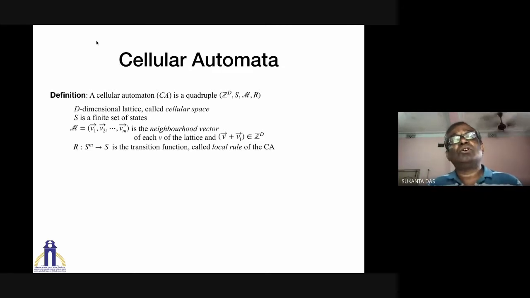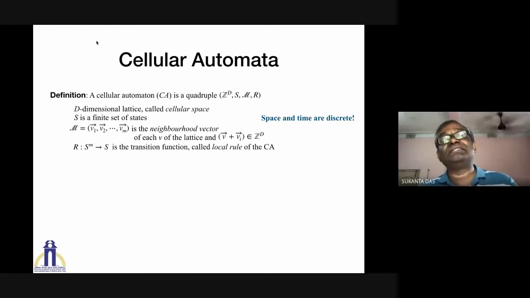And also we consider here the time is discrete. So space as well as time both are discrete, right? So it is a discrete system. Its evolution, its running is discrete. So, as we shall see later, it's called a discrete dynamical system.